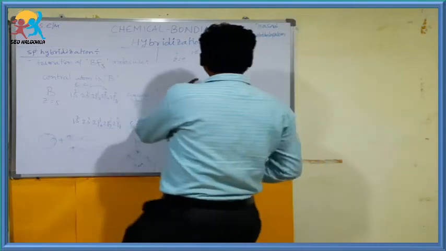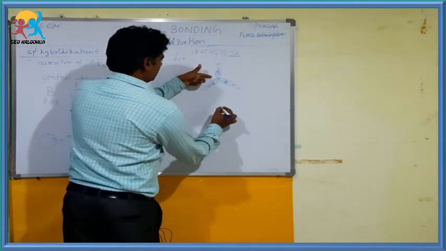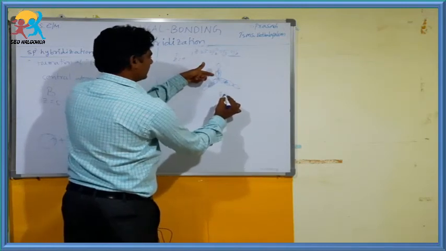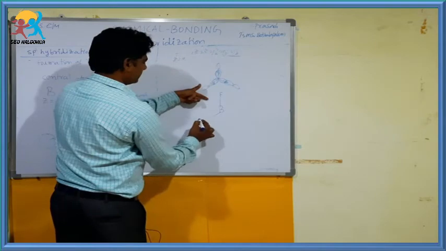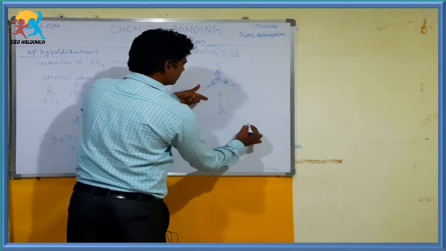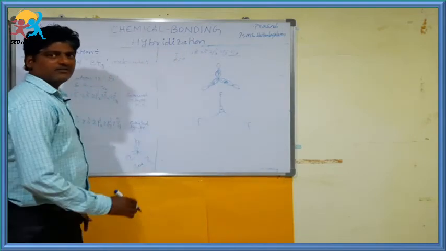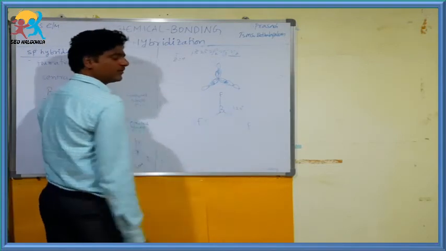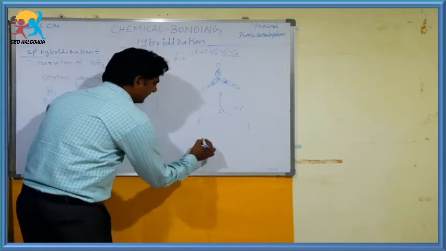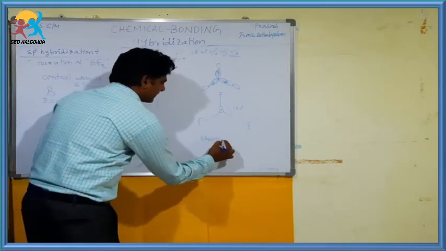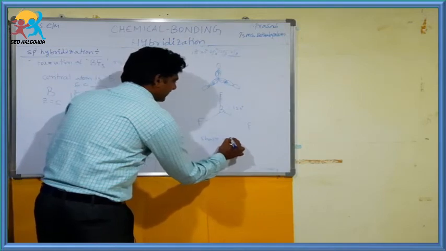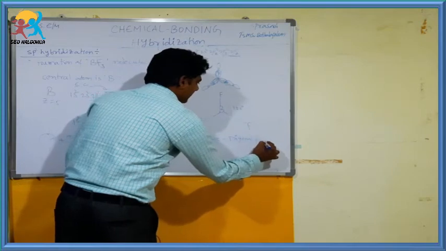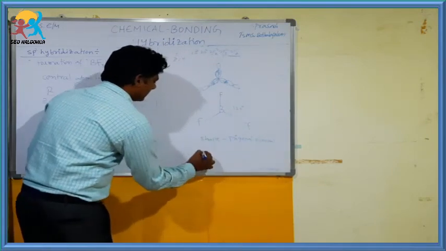Okay. What is the central atom here? Boron. So here one bond is formed with fluorine, another bond is formed with another fluorine, another bond is formed with another fluorine. So here what is the bond angle between fluorine atoms? 120 degrees around the boron. So here what is the shape of the molecule? Shape is trigonal planar.